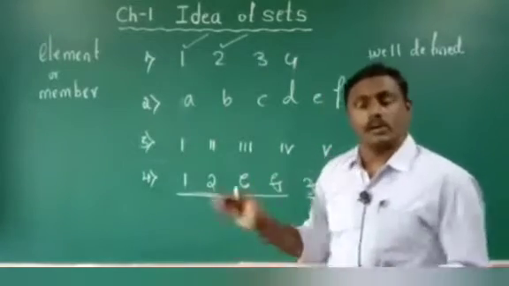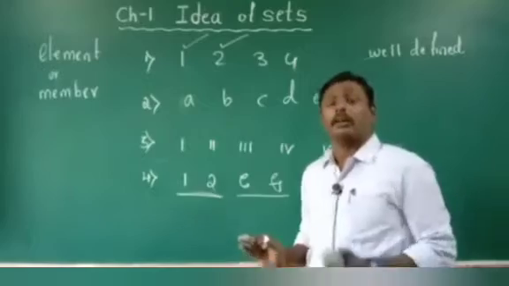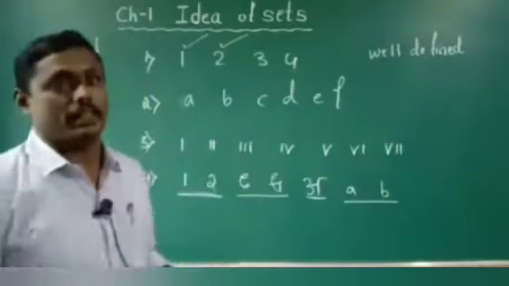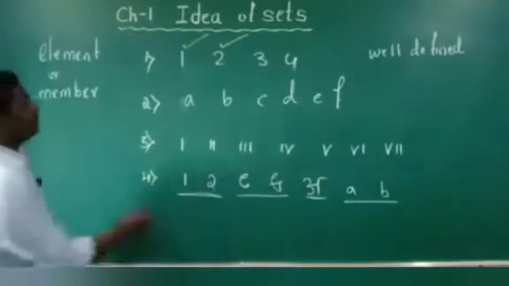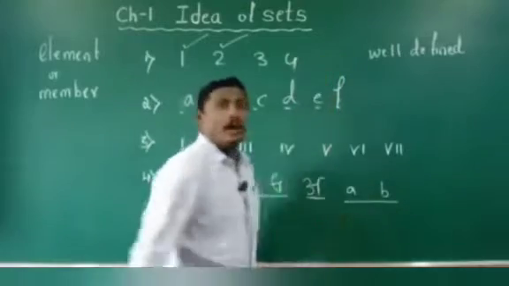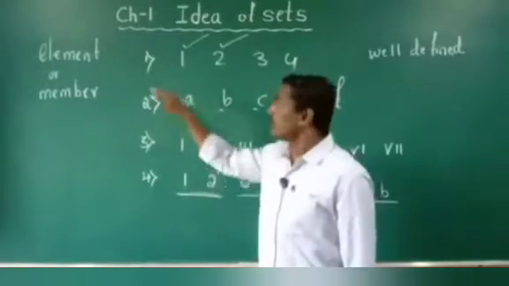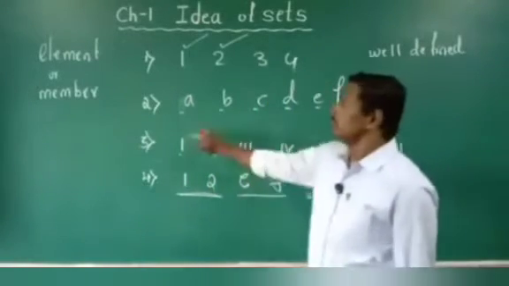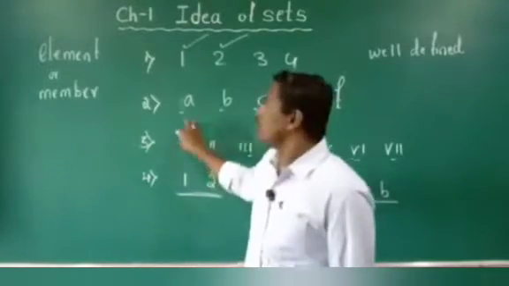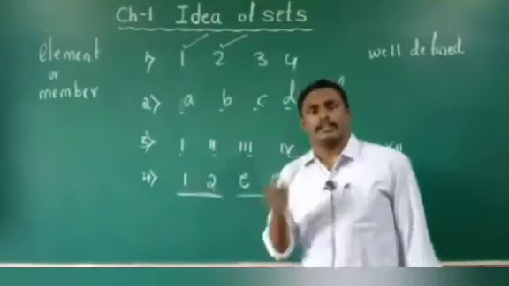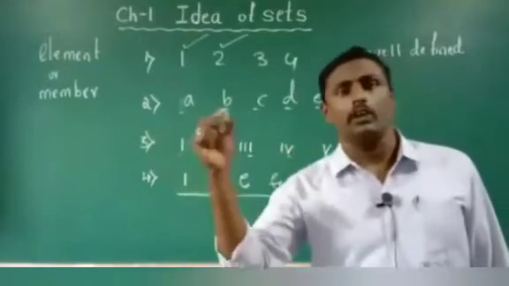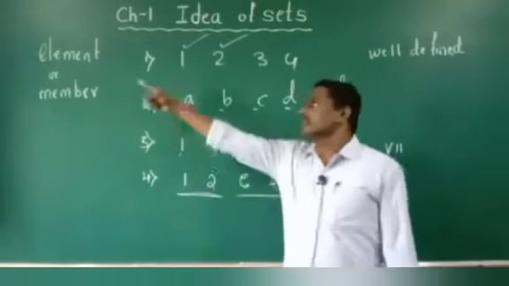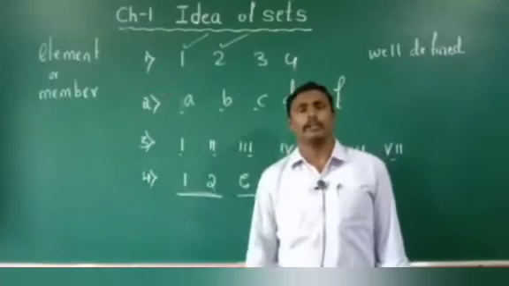Later I will discuss how we represent the set, by using what symbols we denote the set, right? So A, B, C, D, E, F are the members of one set, or elements of one set. All these numbers written here are the elements or members of one set. So set means a collection of well defined and distinct objects, and each object of the set is called an element or member.